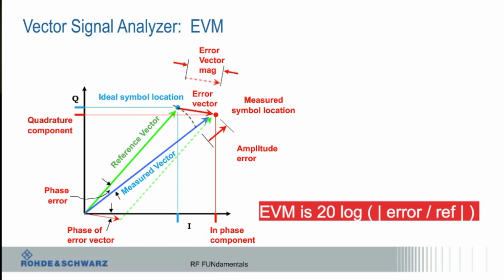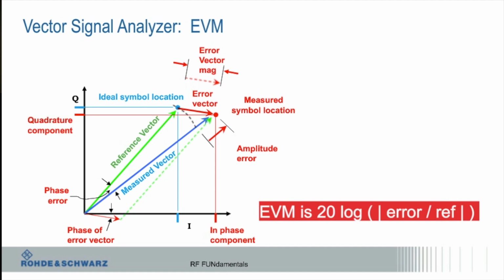Okay. So the key thing here is there's the reference vector. Okay, that's the ideal trajectory of the symbols that I'm receiving. And we have the measured vector. So that's what I'm actually measuring with the VSA. So if you look at it, I said we have this error vector that we talked about earlier. And that error vector can be broken down into, there's a magnitude component, there's a phase component, but you can also break that down into an I component and a Q component, right?